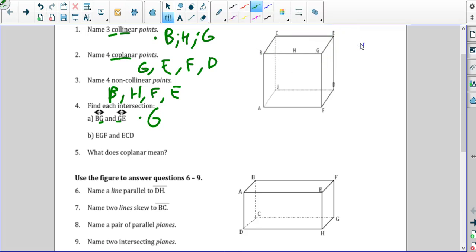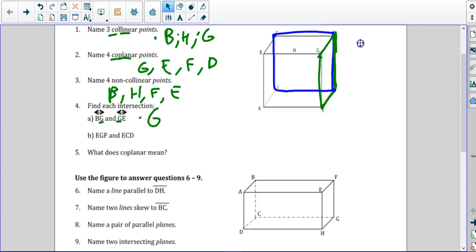Now, part B, E, F, G, E, G, F. So E and G and F. That is this plane right here. And then E, C, D. So E, C, and D, which is right here. So that is the back of the box. Well, where do I have 2 separate colors, blue and green? Right there.